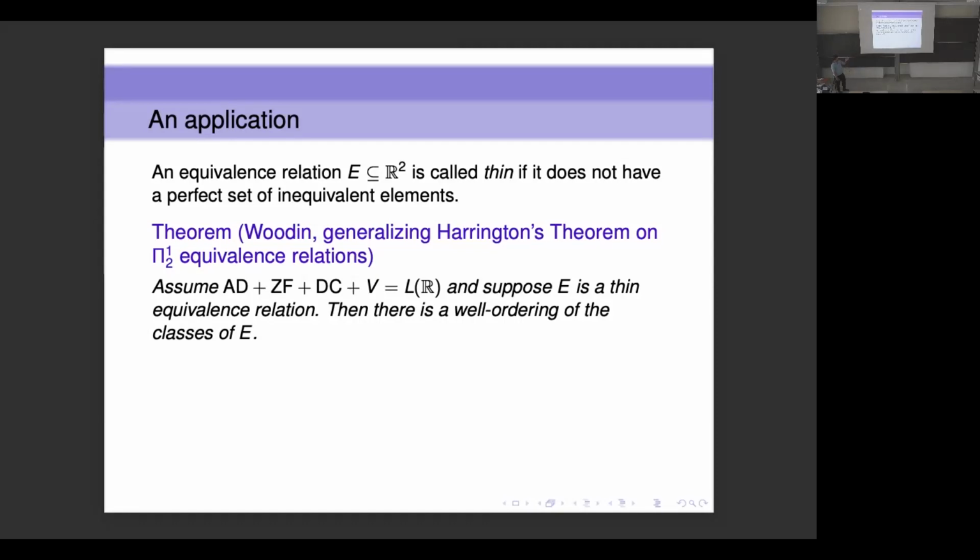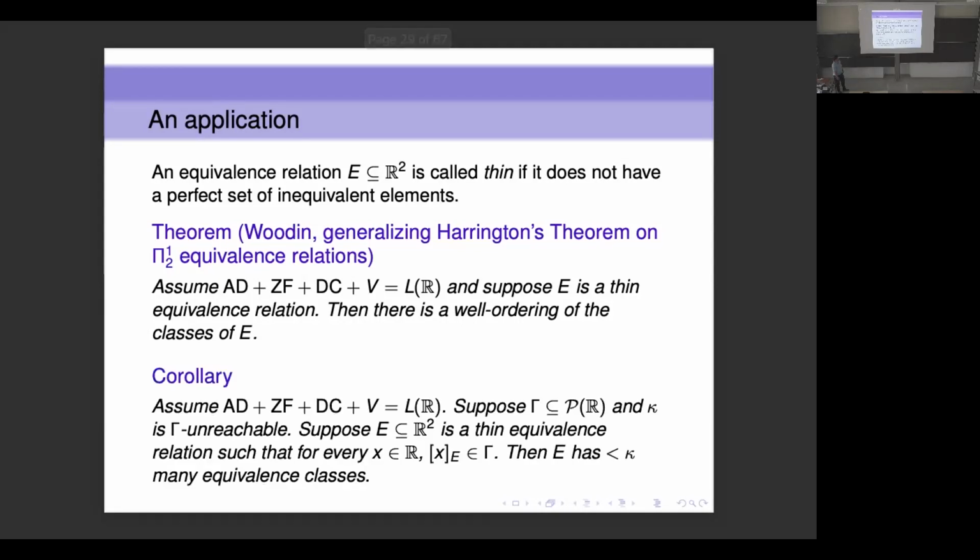Okay, but what are the classes that are disjoint? Suppose you have gamma a point class, and kappa is gamma unreachable, and then you have a thin equivalence relation such that each class belongs to gamma. So you can well order the classes. It cannot well order with length kappa because you have a kappa sequence of distinct sets of gamma, so it does distinct kappa.